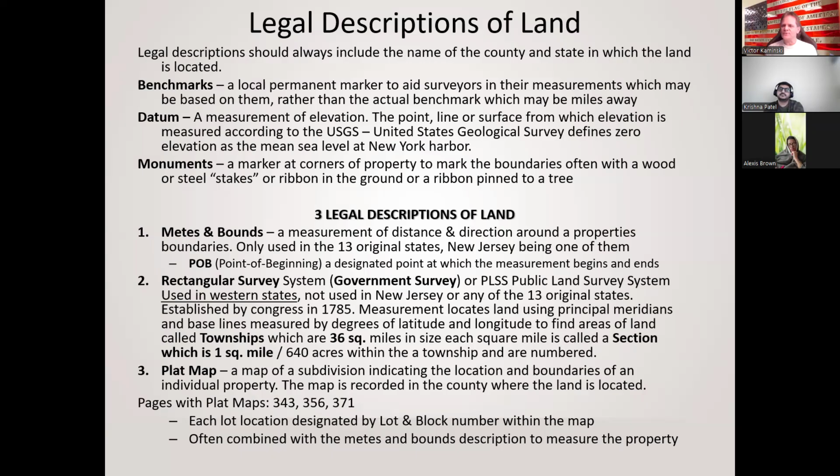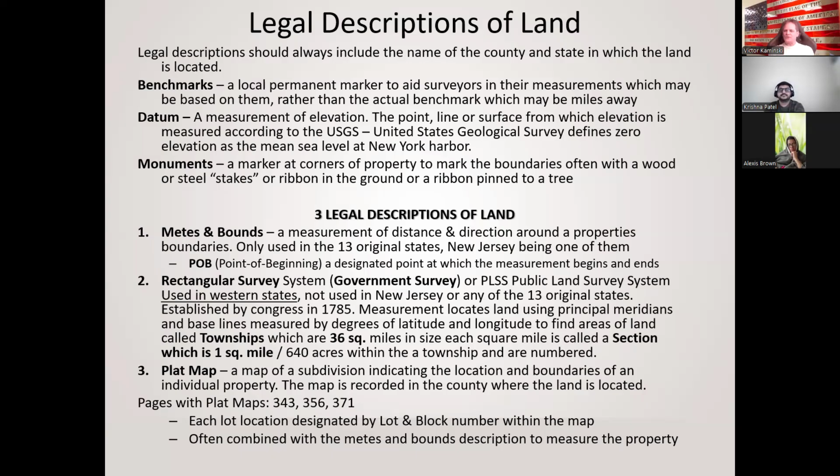And then the legal descriptions, once again. How could they ask questions on exams about these things? Let's see. By the way, on exams, you're going to get questions about benchmarks, datum, what is zero elevation, what a monument is. You'll need to know the 3 legal descriptions of land, which one is used in New Jersey, which one is used in Western states. You'll need to know the size of a township and section.